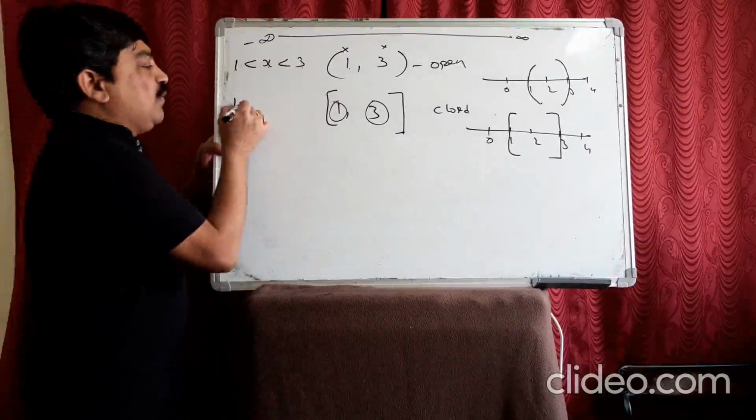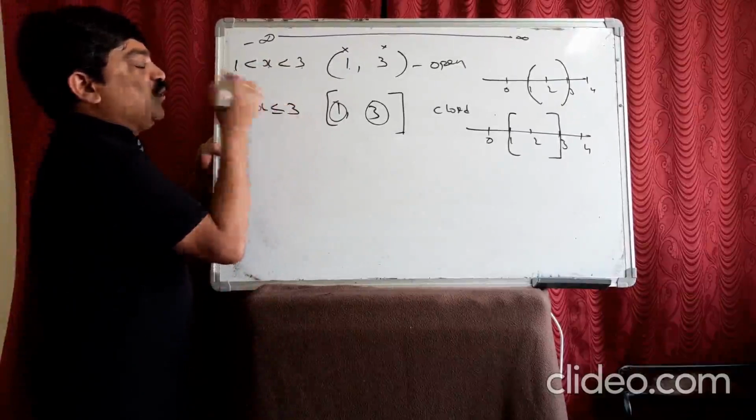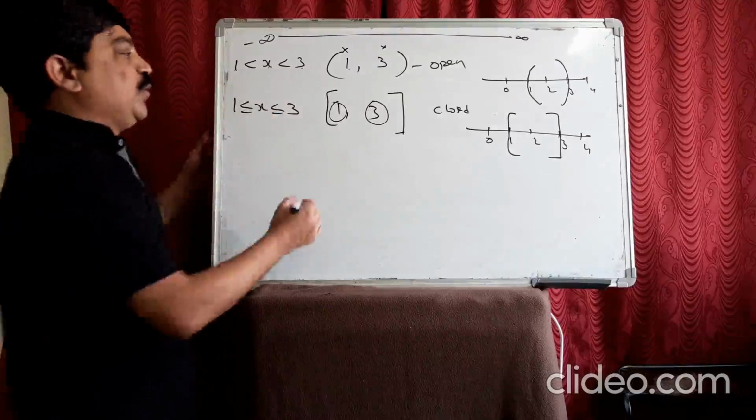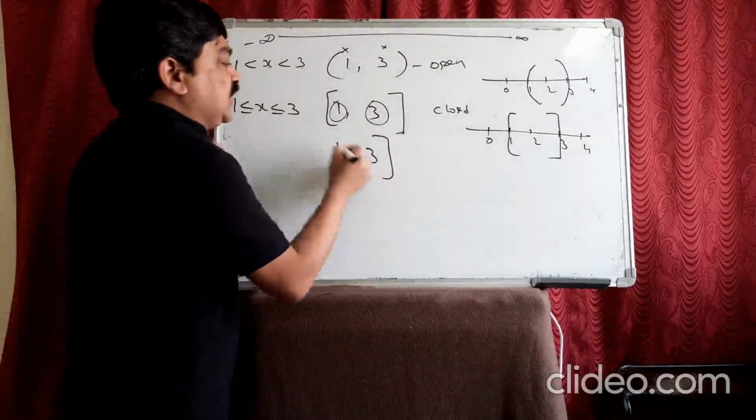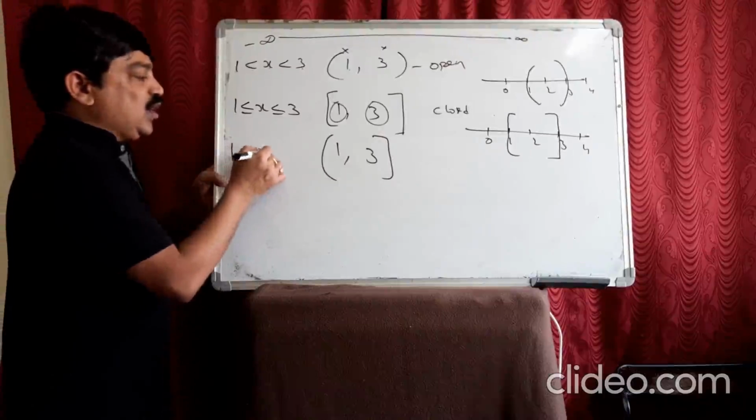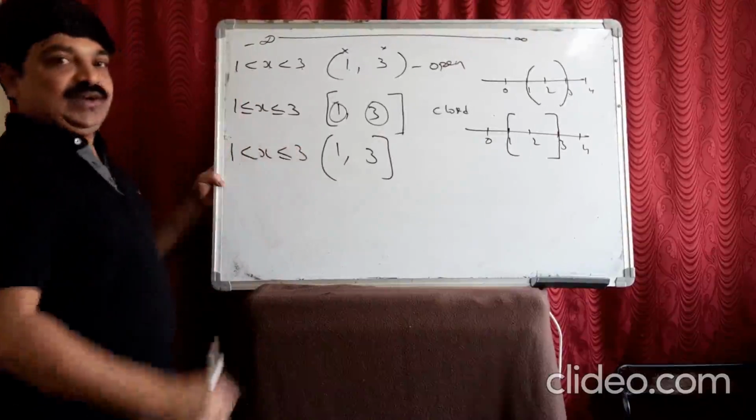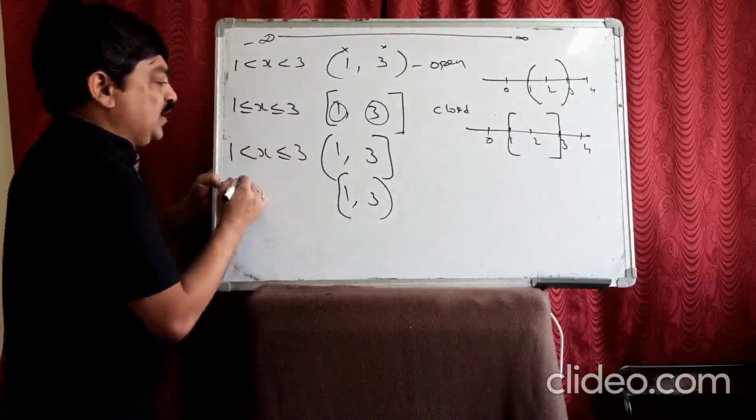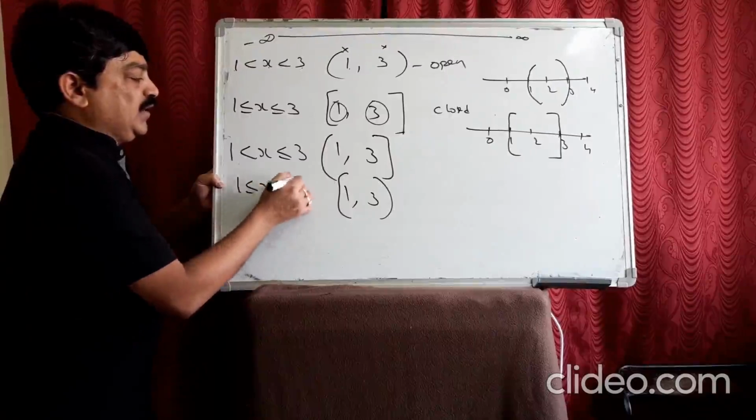And here, 1 less than or equal to x less than or equal to 3, because 1 and 3 are also included. Suppose I write like this: open interval and closed. That means 1 is not included, but 3 is included. And if I write like this: closed interval, open. 1 is included, but 3 is not included.